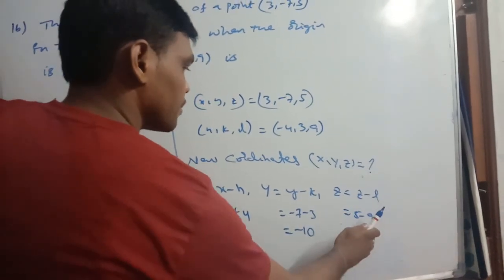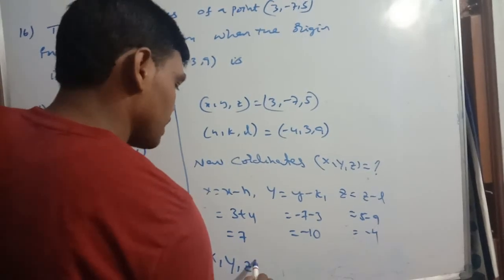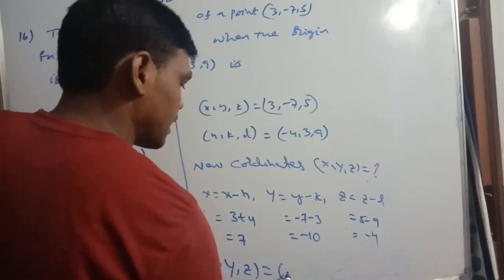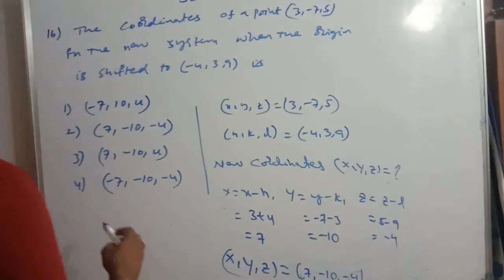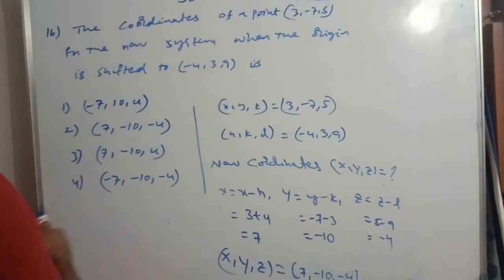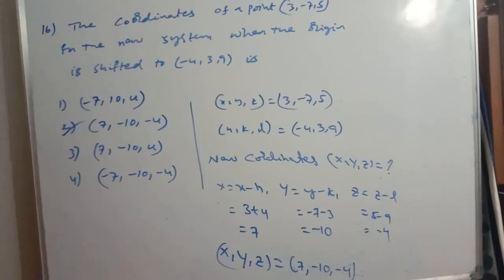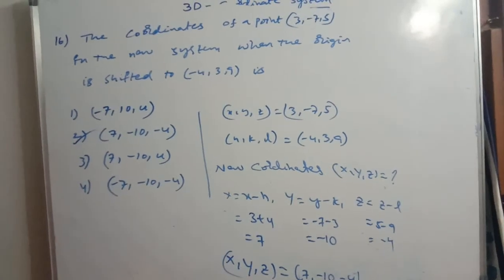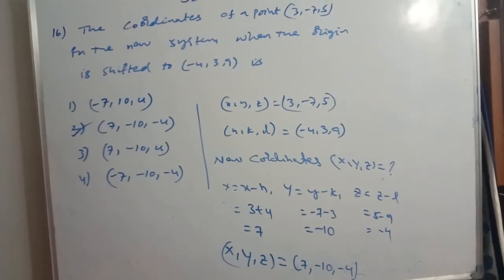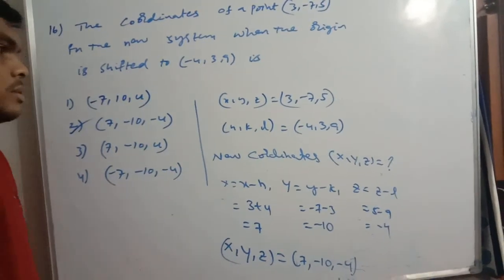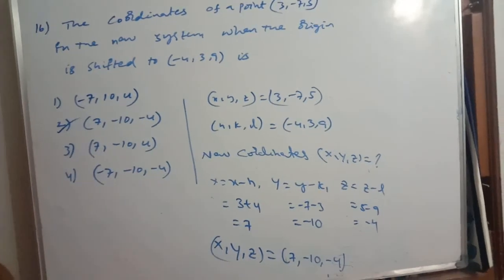Now here the new coordinates of the point capital X, capital Y, capital Z is 7 comma minus 10 comma minus 4. Now the option is 7 comma minus 10 comma minus 4. Now the option is second. Okay, write down. Okay, now next topic after the continuation video.